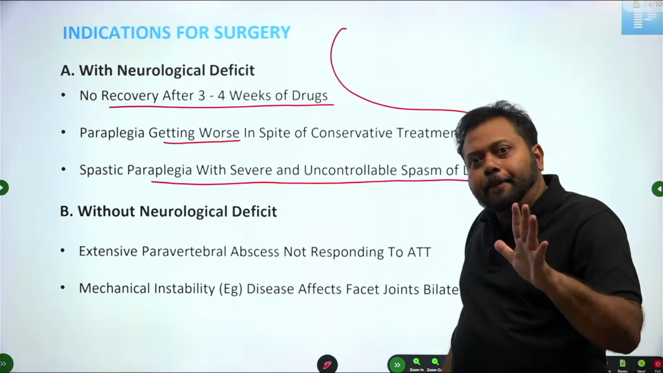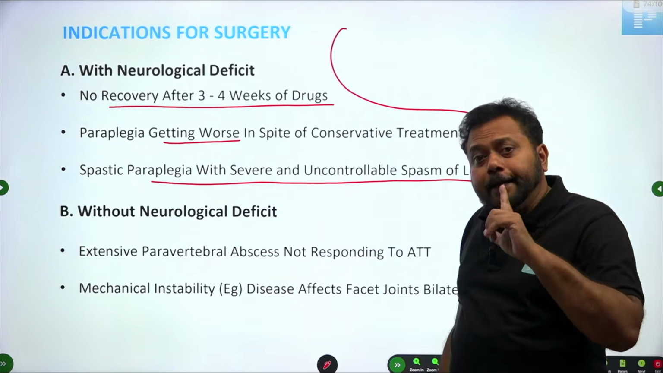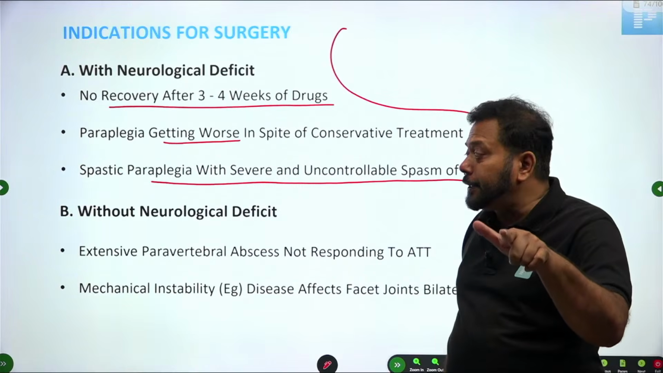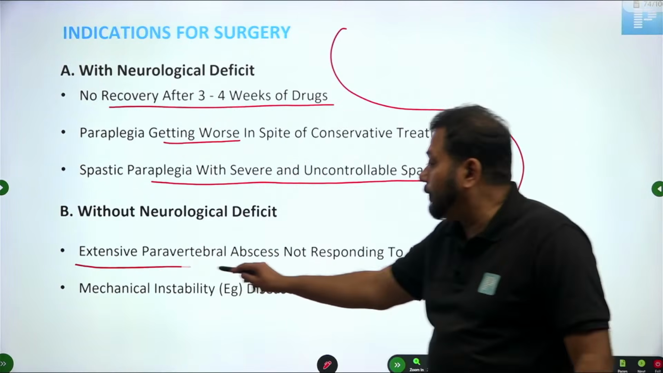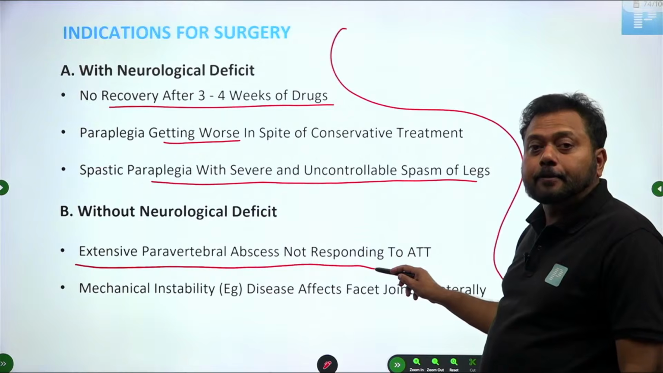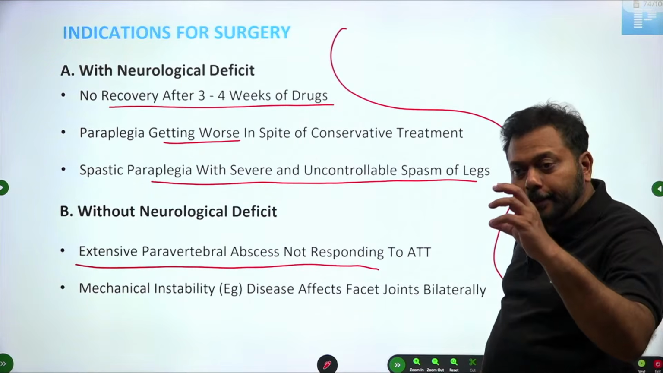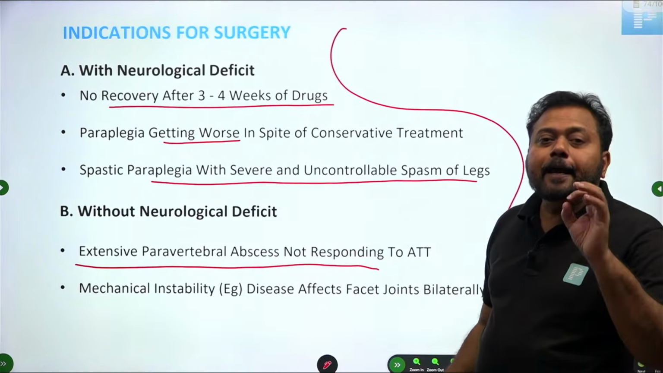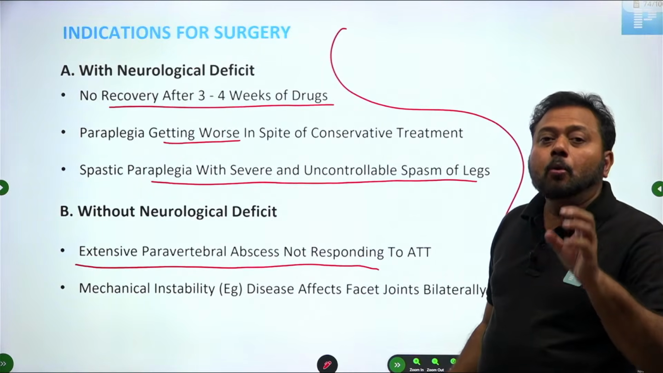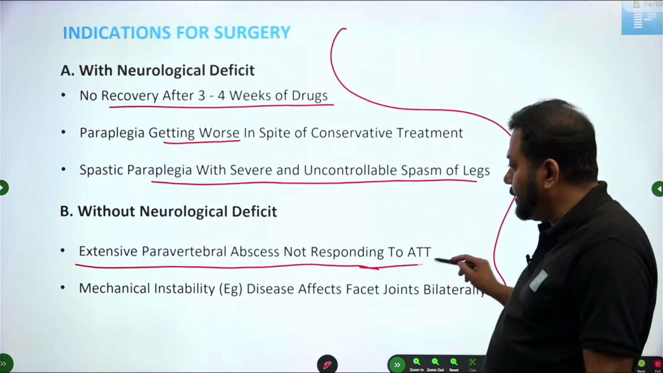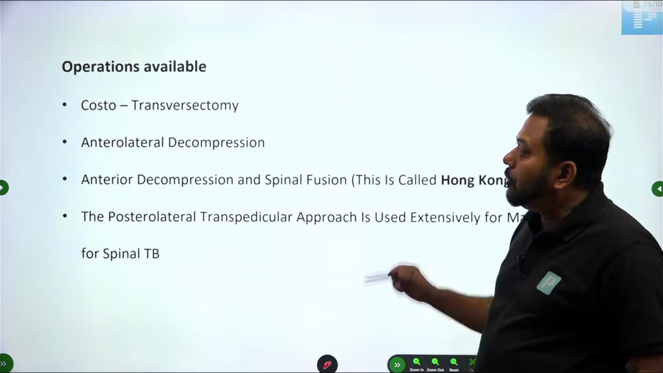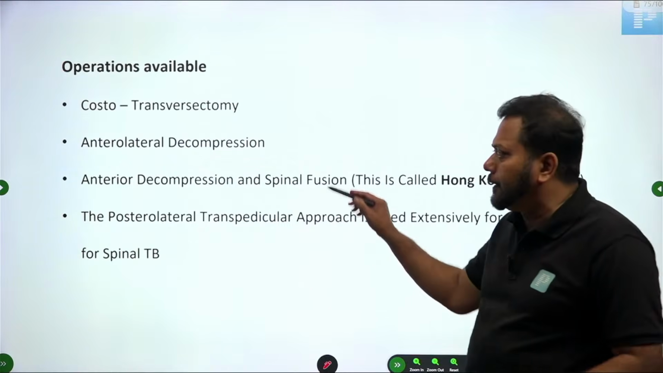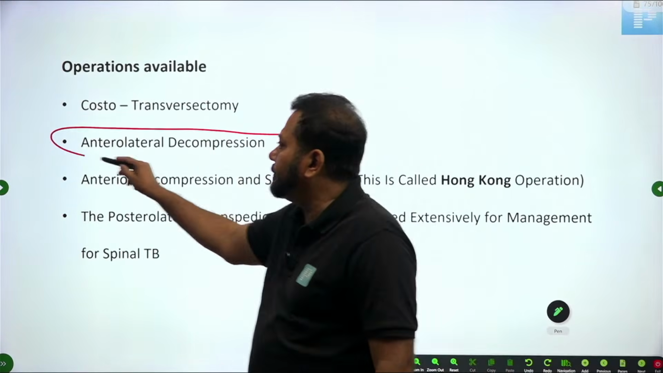Another patient is coming to you, he is a Pott's spine, not having any neurological deficit, but you should go for surgery. When? Extensive paravertebral abscess. In the history, when they say that, you should go for surgery, because anti-tuberculosis drugs, ATT, won't reach that site. Now, coming to the operations that are available, the best procedure I will tell: anterolateral decompression.